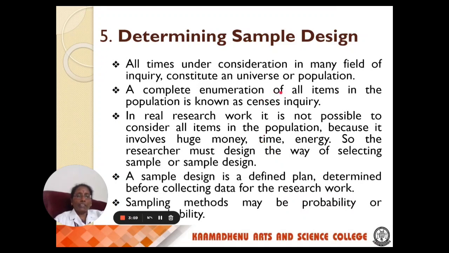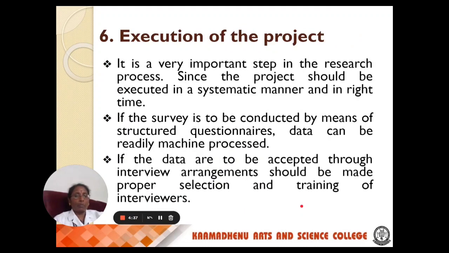The fifth step is determining the sample design. Determine the sample design we are going to use in the research. A complete enumeration of all items in the population is called a census inquiry. And if we take samples from the population, it is called a sampling study. A sampling study is defined, planned, and determined before collecting data for the research work. Sampling methods may be probability or non-probability.